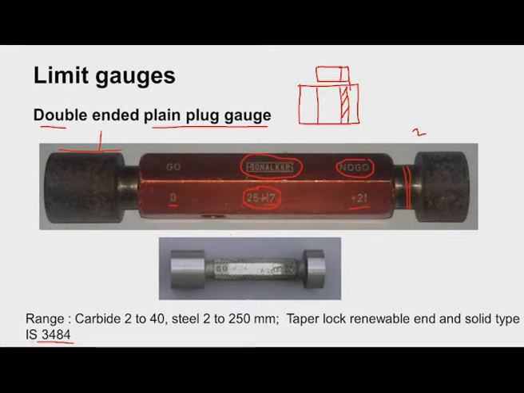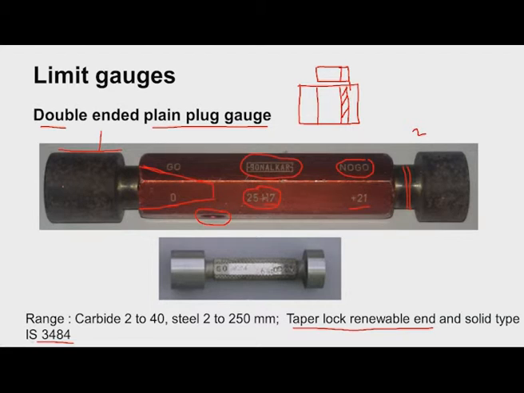Now we can observe one more thing here, in the handle we have a hole. So this is called taper lock renewable end. This first red gauge is a taper lock renewable end. What is the meaning of taper lock? This double ended gauging portion will have a tapered shank, and there will be a mating taper in the handle.